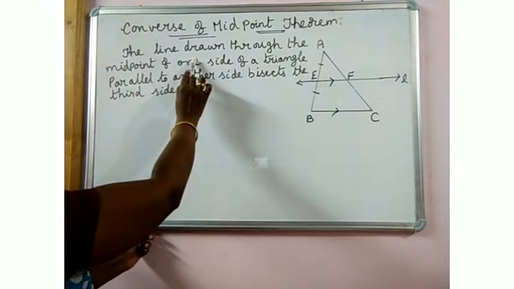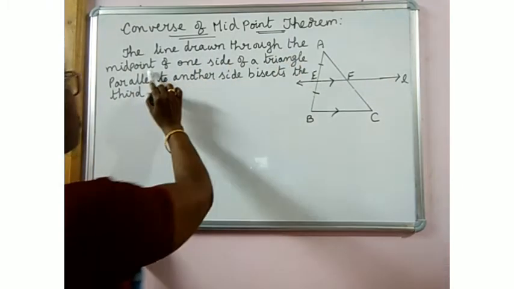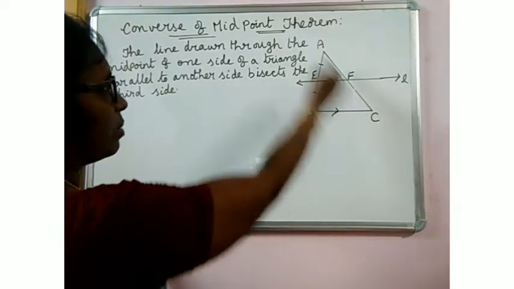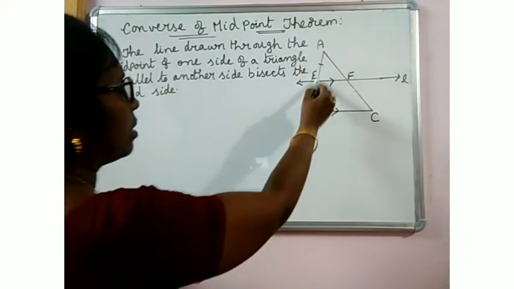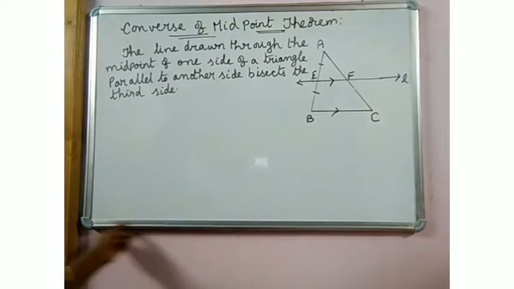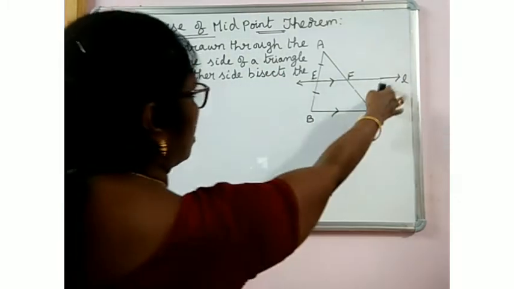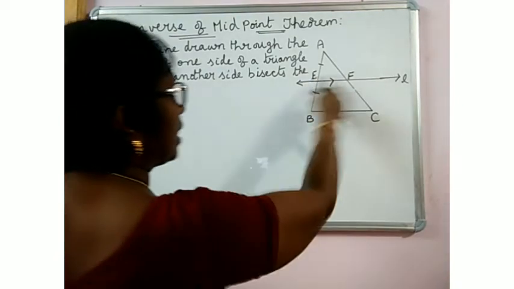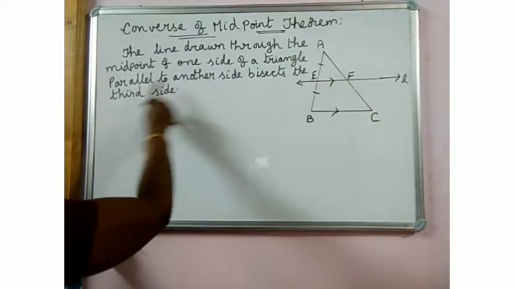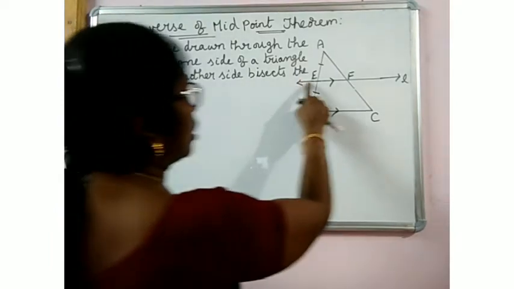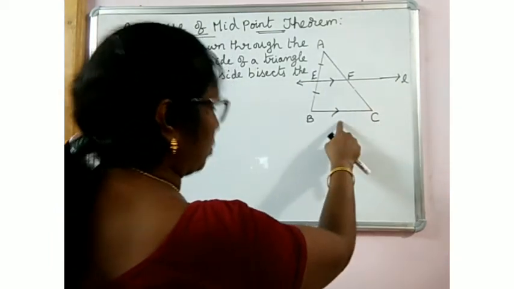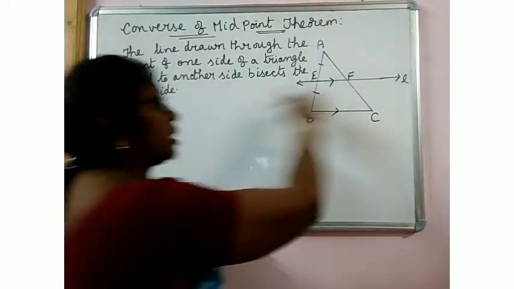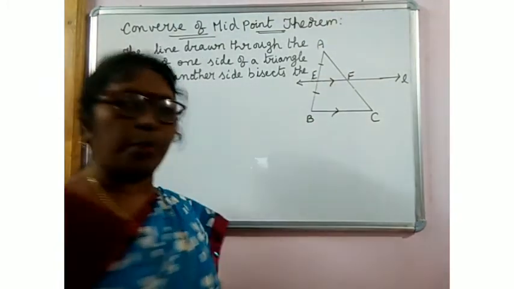What is the converse of the midpoint theorem? The line drawn through the midpoint of one side of a triangle. So here ABC is a triangle. E is the midpoint of AB. So the line drawn through the midpoint of one side of a triangle, here L is drawn through E, parallel to another side. So this line is parallel to BC, bisects the third side. This line bisects AC, we have to prove.